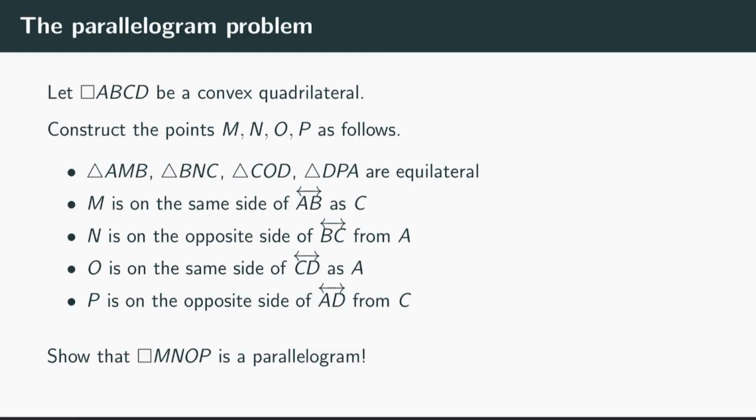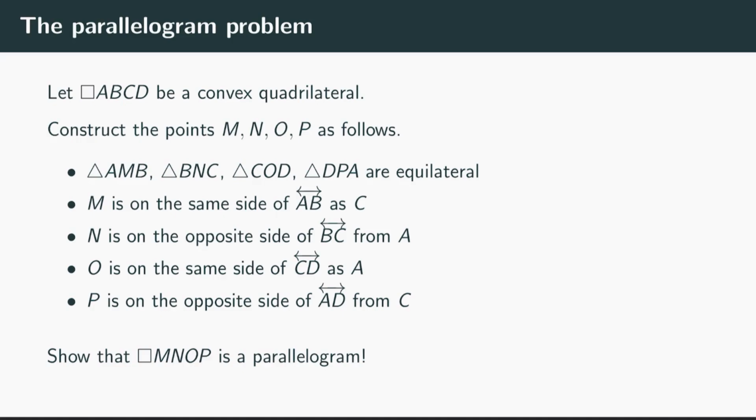This is a problem that I got from a book by Engel on math problems. The reference will be in the description box below. So here I start with a convex quadrilateral ABCD, and I am going to construct points M, N, O, and P as follows. The first thing I want is triangles AMB, BNC, COD, and DPA to be equilateral triangles. And I want M to be on the same side of the line AB as C.